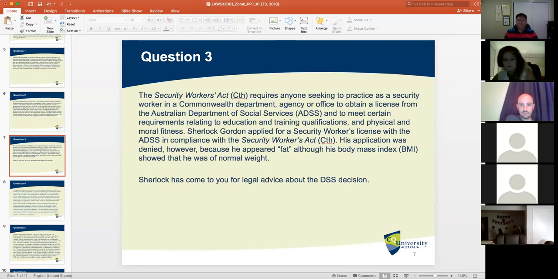The Security Workers Act requires anyone seeking to practice as a security worker in the Commonwealth Department, agency or office to obtain a licence from the Australian Department of Social Services and to meet certain requirements relating to education and training qualifications and physical and moral fitness. Sherlock Gordon applied for a security worker's licence with the ADSS in compliance with the Security Workers Act. His application was denied, however, because he appeared fat, although his body mass index showed he was of normal weight. Sherlock has come to you for legal advice about the DSS decision.